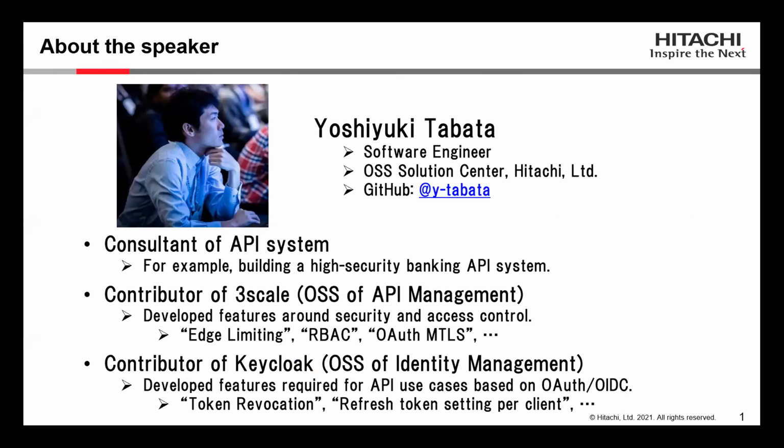First of all, let me introduce myself. My name is Yoshiyuki Tabata, and I'm a software engineer at the OSS Solution Center of HITACHI. I mainly work as a consultant for API systems, and I've built various API systems, for example, a high security banking API system. And I'm a contributor to Swisscale, which is an OSS for API management. I've developed features around security and access control. For example, rate limiting, role-based access control, OAuth-related features, and so on.